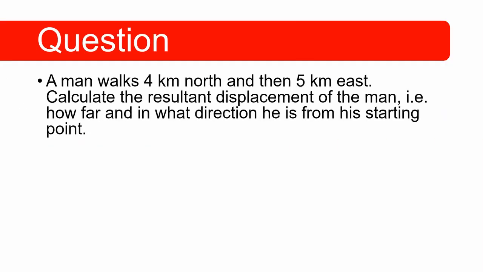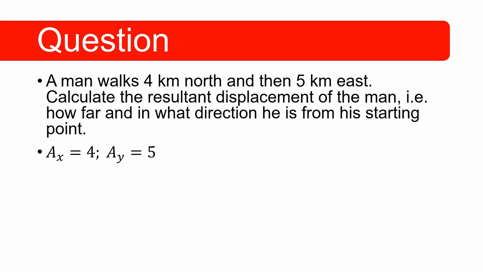Right, let's do an example. The question states that a man walks 4 kilometers north and then 5 kilometers east. And you need to calculate the resultant displacement of the man. That is, how far and in what direction he is from his starting point. Now for this question, we are going to denote upwards as positive y, that's north, and east as positive x. We can thus say ax is 4 and ay is 5.